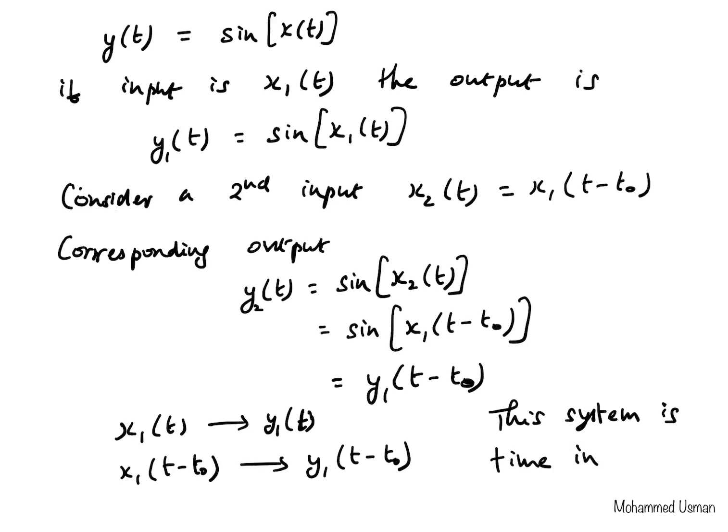That means its characteristics or properties do not change with time. Okay, so it's a time invariant system. This is how we check whether the system is time variant or time invariant.